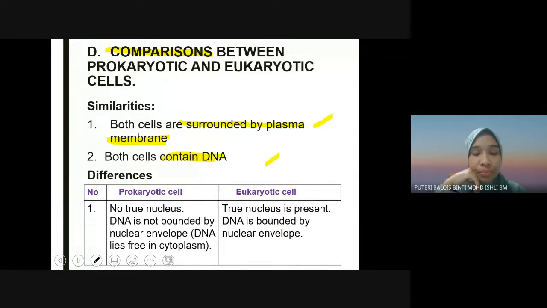So the differences. Prokaryotic cell, no true nucleus. Eukaryotic cell, true nucleus is present. In prokaryotic cell, DNA is not bounded by nuclear envelope. Eukaryotic cell, DNA is bounded by nuclear envelope. Ingat, true tu kena underline, wajib tulis. So it's better for you to underline or highlight the word true dalam awak punya lecture note.